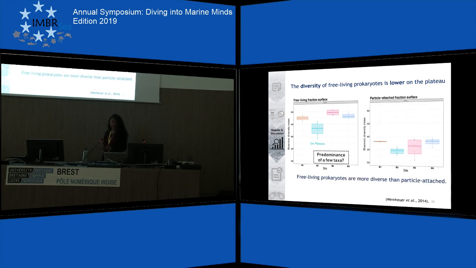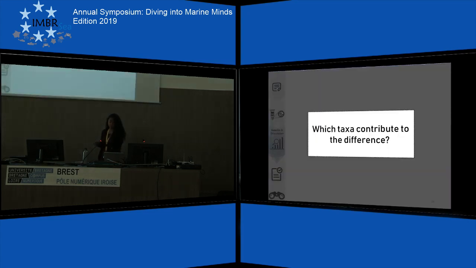In the case of the particle-attached fraction, an interesting pattern to notice is that in comparison to the free-living ones, they are less diverse. And this can maybe be related to the particle types and actually to the specificity that certain taxa can have for certain particles.